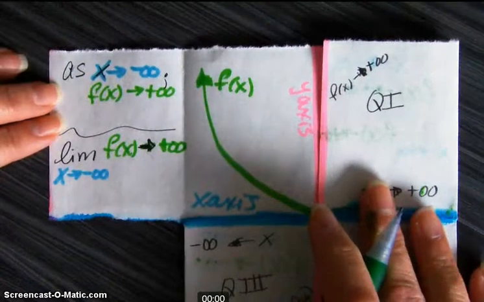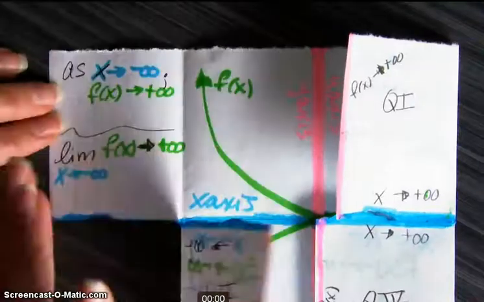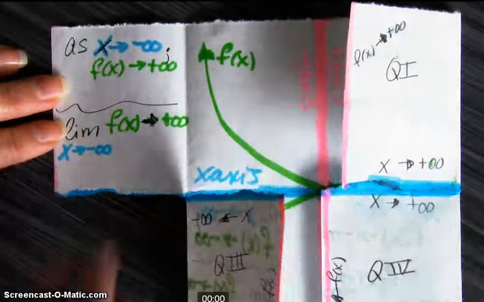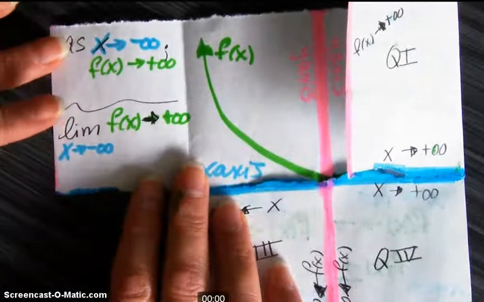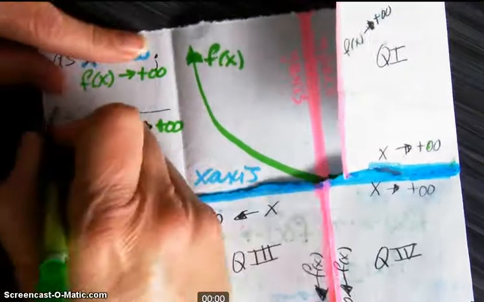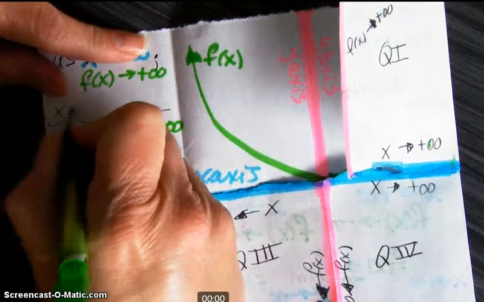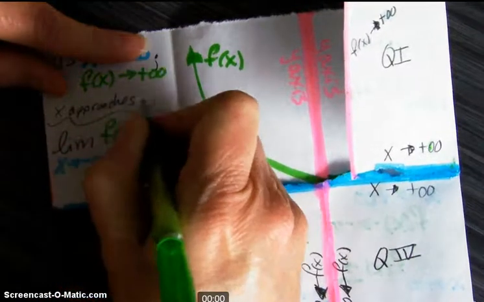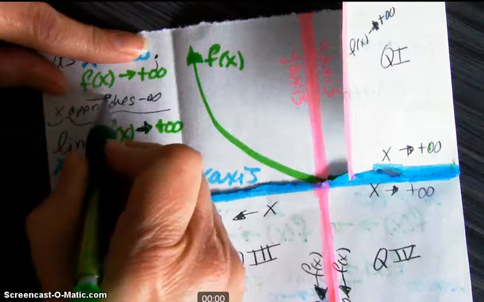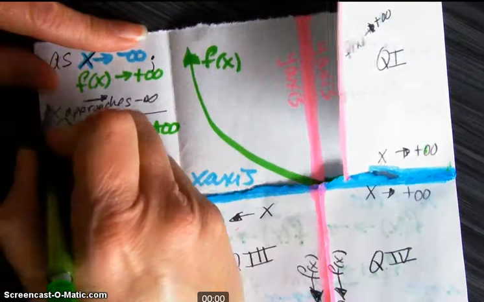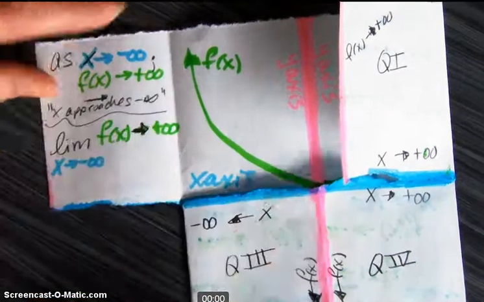It goes to positive infinity. So as x becomes more and more negative, we have the limit going up. These are two ways to say the same thing. And the catch is, this is x approaches negative infinity. So that arrow means as x approaches. So it's kind of like a shortcut kind of thing going on there.